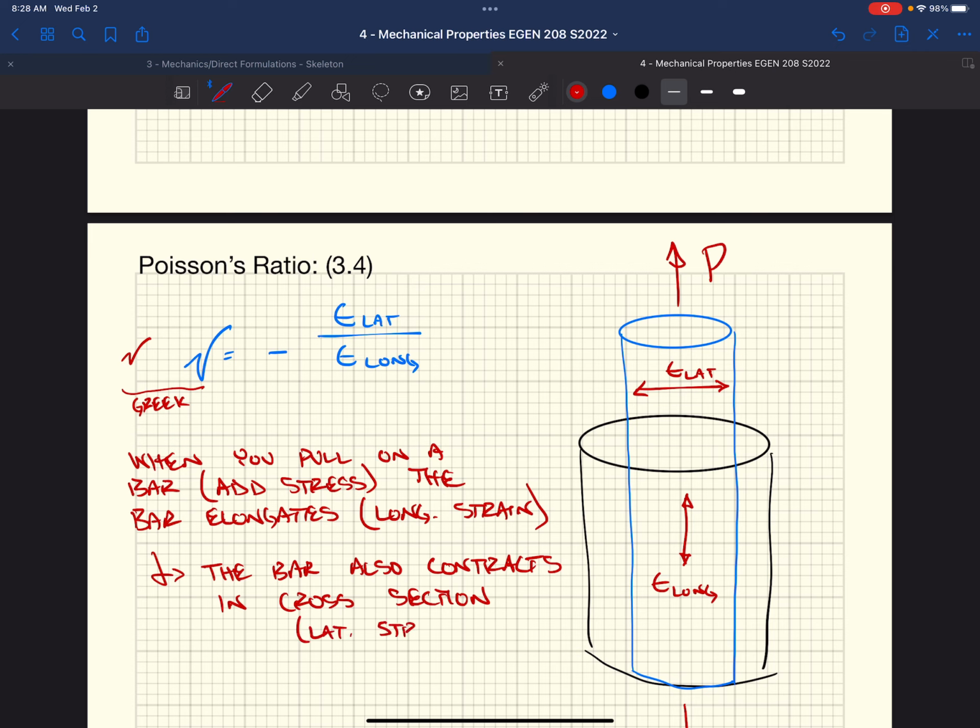This is our lateral strain, right? And it's negative because if you're pulling on something with a positive longitudinal strain, right? We know that positive strain is in tension. It's pulling, it's elongating something. And that means in the lateral direction, it's actually getting smaller. It's a compressive strain. It's getting smaller in diameter or smaller in cross section.